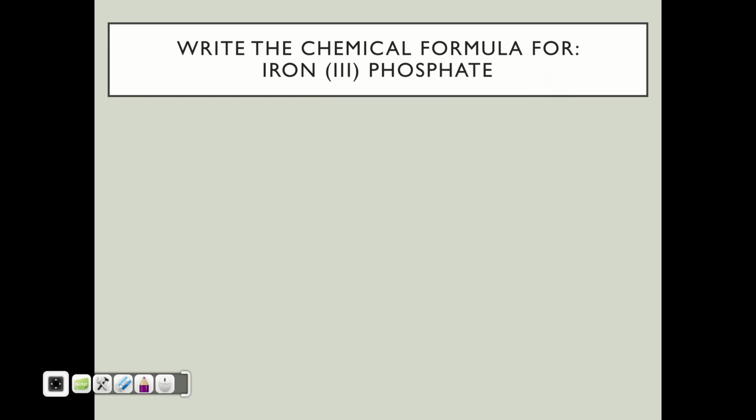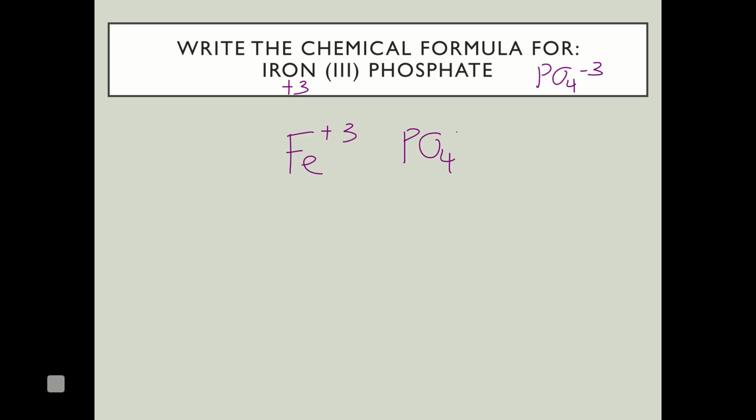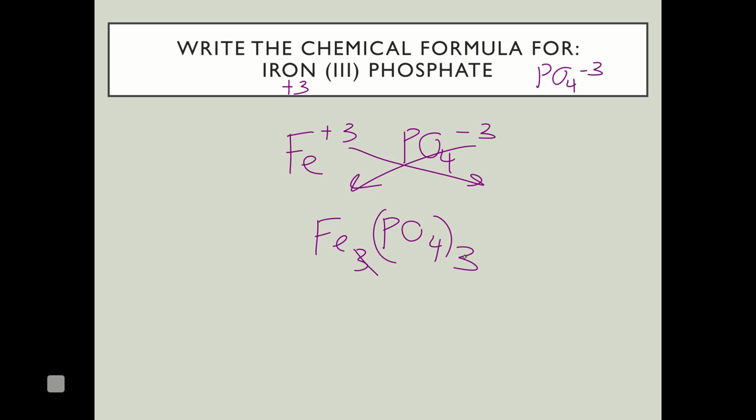One more. Iron 3 phosphate. Iron 3 means it's +3. Phosphate is PO4 -3. I'm going to crisscross those. Fe +3, PO4 -3. Crisscross, I get Fe3, PO4 parentheses 3. But I can reduce that, so I divide both by 3, and I get FePO4 as my final answer.